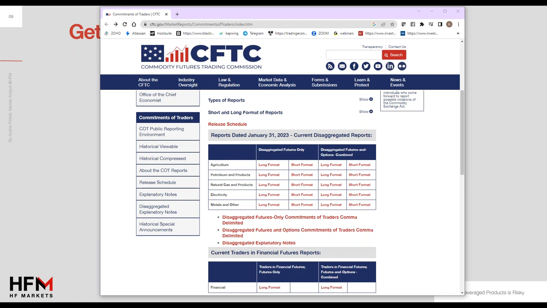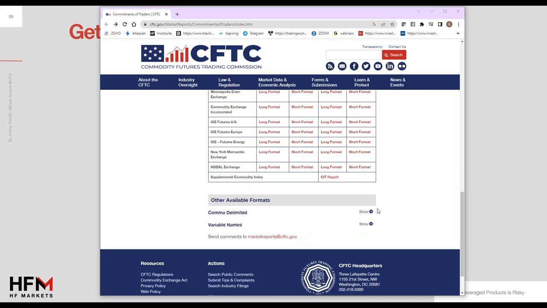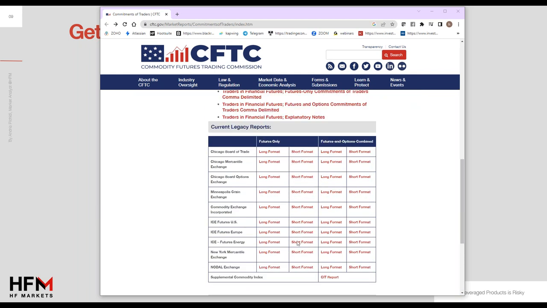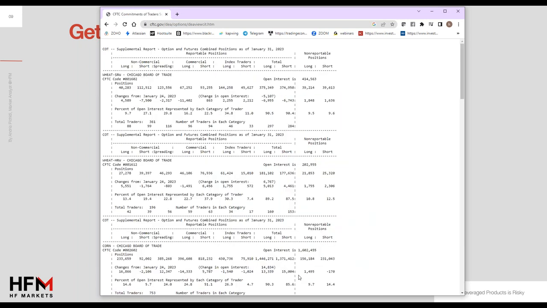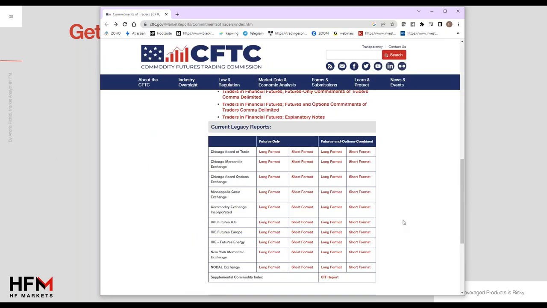Let's very briefly explain what these three different types are. So first of all, let's start from the bottom, okay? From the legacy one. You can see over here a little table with the exchange centers, futures only, futures and options combined, long, short format, and a sample commentary index called COT report. So let's start with legacy.